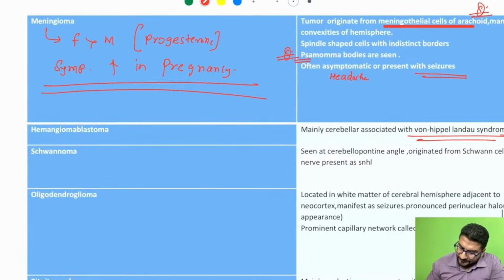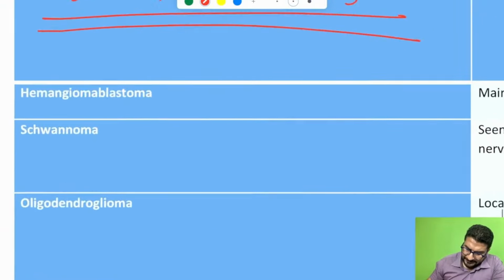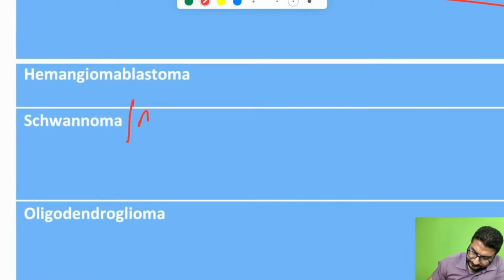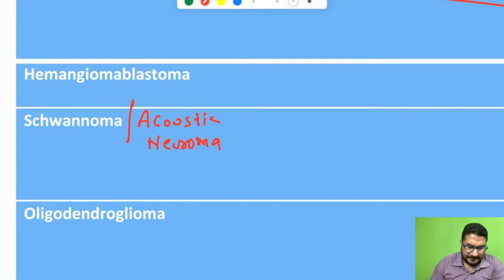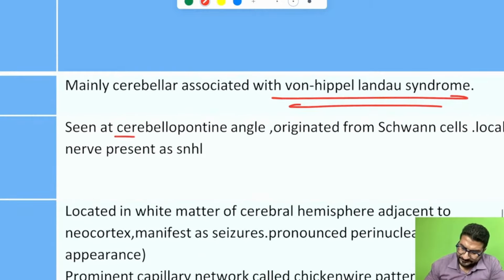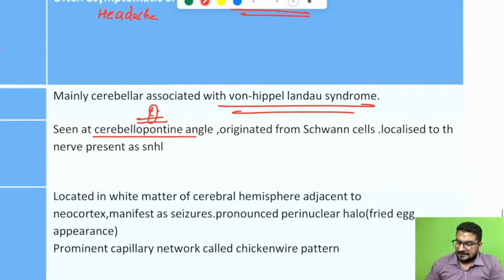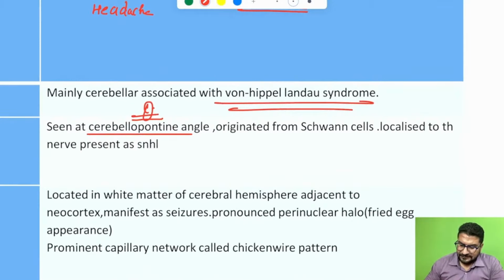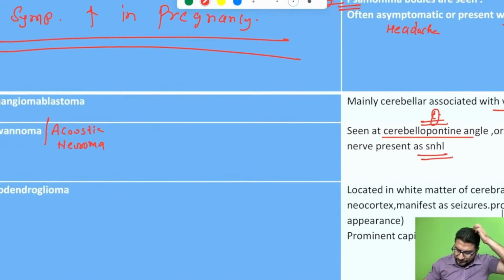Okay, schwannoma से क्वेश्चन पूछते हैं. Schwannoma is also called acoustic neuroma. In ENT we call this acoustic neuroma. This is the most common CP angle tumor, cerebellopontine angle tumor, right? And this affects your vestibulocochlear nerve, so the patient will have sensorineural hearing loss. There will be SNHL.